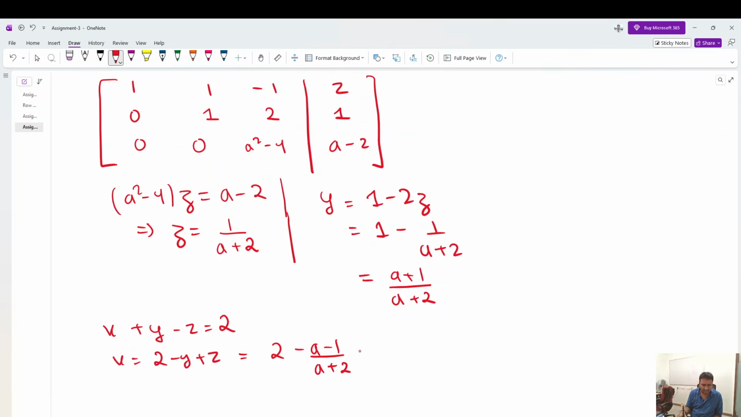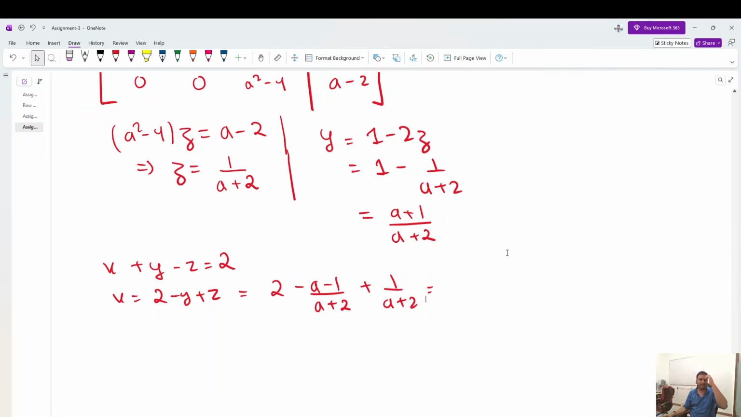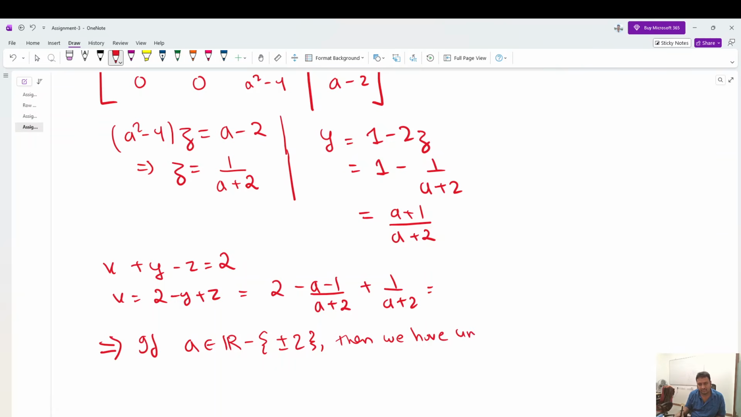Maybe this all plus 1 upon a plus 2. You solve it. What do you have? Depending upon a, once you have chosen your a, which is not equal to plus 2 or minus 2, you get something. Every value depends upon that fixed a. So how many solutions do you have? You have a unique solution. So if a is in real numbers, but other than plus minus 2, then you have a unique solution.